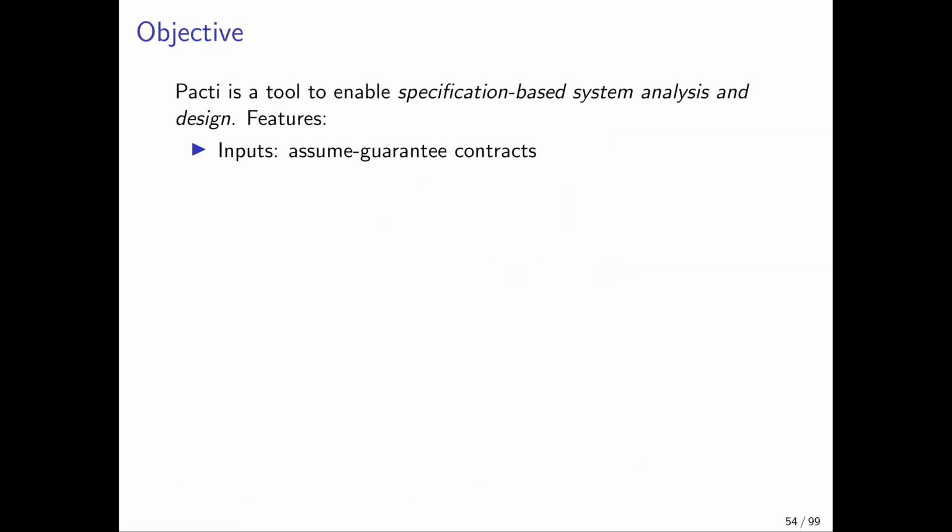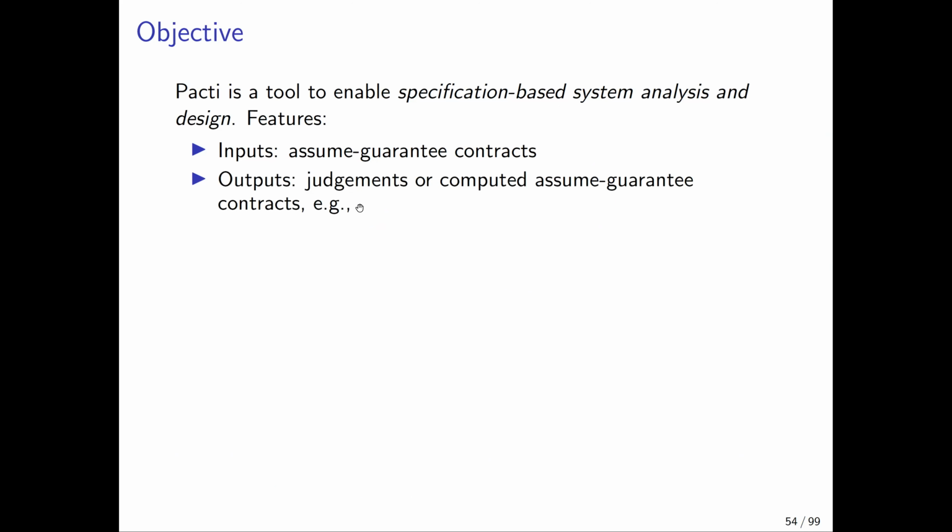Pacti is aimed to be a tool to enable specification-based system analysis and design. The inputs that we provide to this tool are going to be assume-guarantee contracts in the form that we discussed. We will see examples very soon. The kind of outputs that we can expect to get from Pacti are two things, either new specifications or judgments. Judgments means tell me whether a specification is a refinement of another specification, and Pacti will compute contract operations.